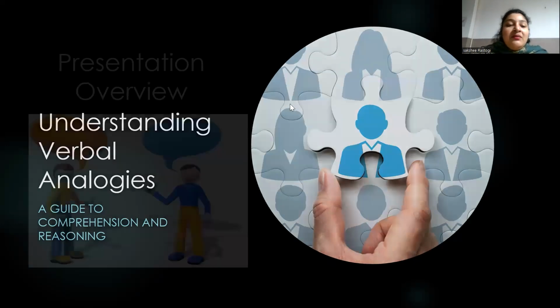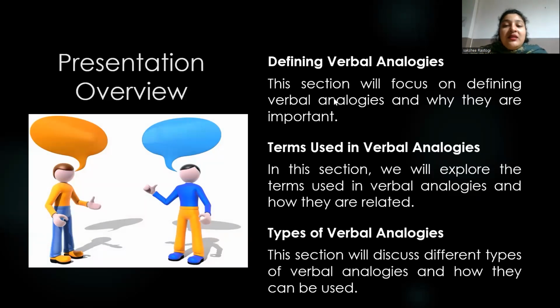I'm just giving you the presentation overview of verbal analogies. So it is a brief summary of the main points and key information that will be covered in a presentation, and it provides a concise overview of the presentation content, structure, and key takeaways. A good presentation overview should include title and topic, purpose and objective, main points and key message, key data and statistics, visual aids and props, conclusions and call to action.